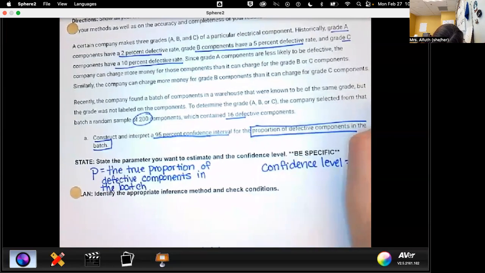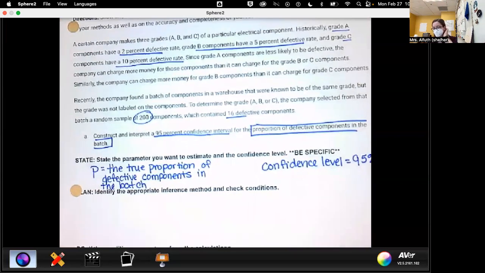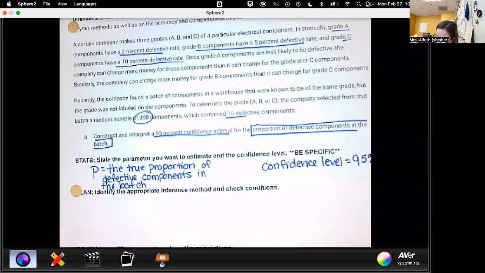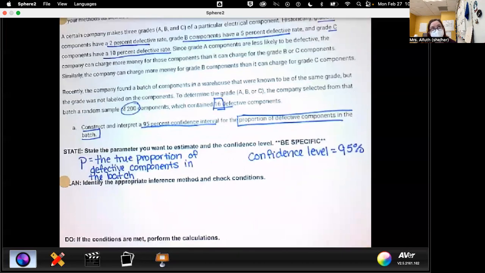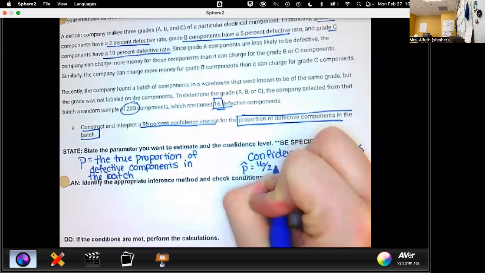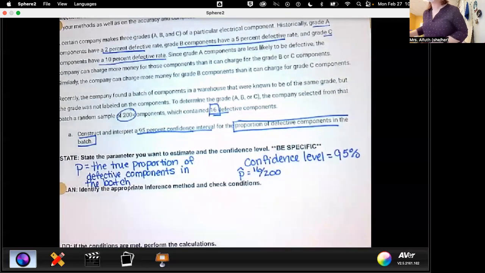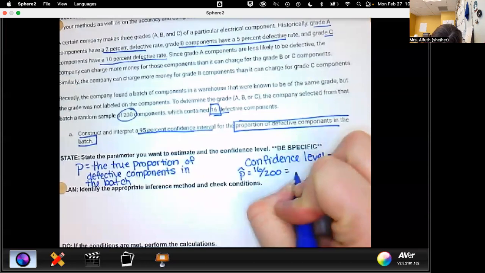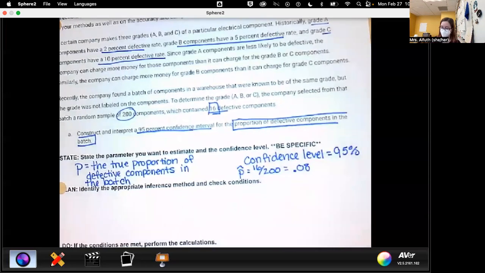So my confidence level is 95%. It doesn't say it here, but this would also be a place where we could put our sample proportion. And our sample proportion, we see we had 16 out of 200. So my p hat is 16 out of 200, which if I do that calculation, I need to grab myself a calculator, which I will need later anyways. 16 divided by 200 is a proportion of 0.08.